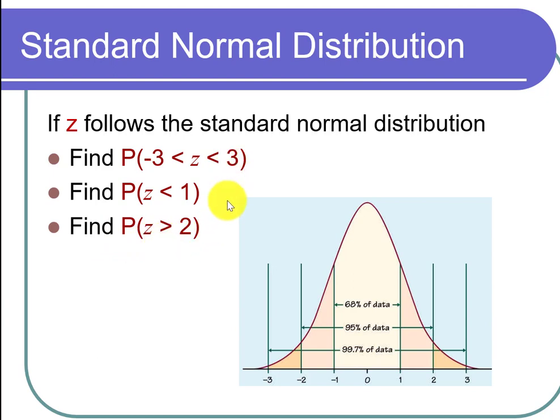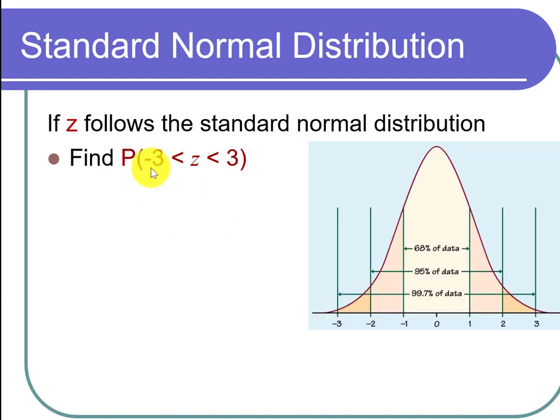So let's start on the first question. We want the probability that z is between -3 and 3. So if we go to our diagram, z between -3 and 3, well, that's easy. It just shows you that is 99.7% of the data. So the probability that z is between -3 and 3 is 0.997.